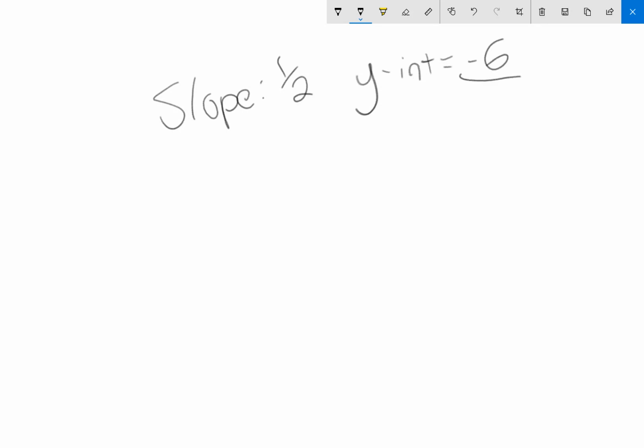All right, moving on. I'll do the example problem for write the equation of the line in slope-intercept form. So the example problem is the slope is 1/2, and the y-intercept is negative 6. All right. So you have to remember that the equation of a line is y equals mx plus b.